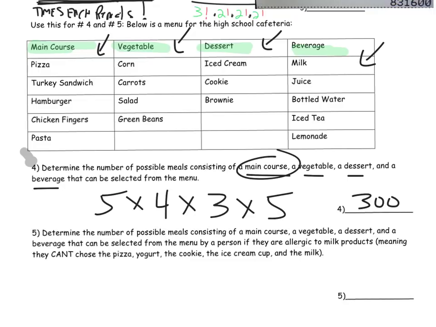But number 5 gets a little more specific. Now we're going to determine the number of possible meals. And again, we're picking from the 4 categories. But it says a person is allergic to milk products, meaning they can't choose the pizza. So I'll cross off the pizza. Can't choose the yogurt, which is not on the menu, so we don't have to worry about that. We can't choose the cookie. Can't choose the ice cream cup. And we can't choose the milk.